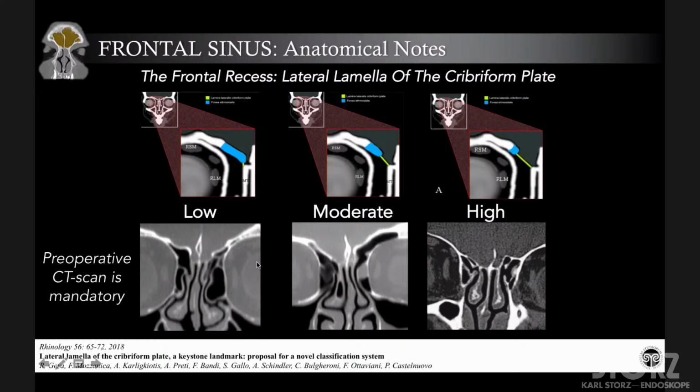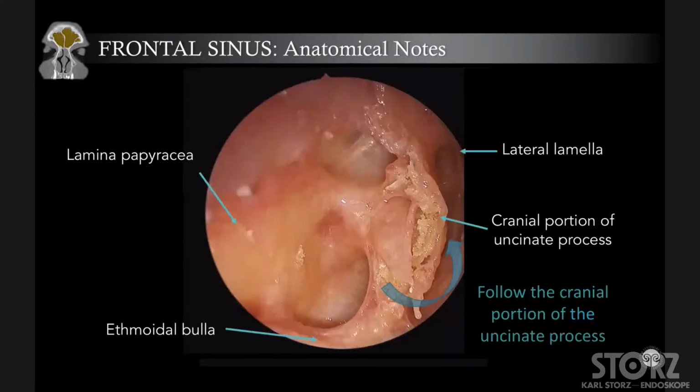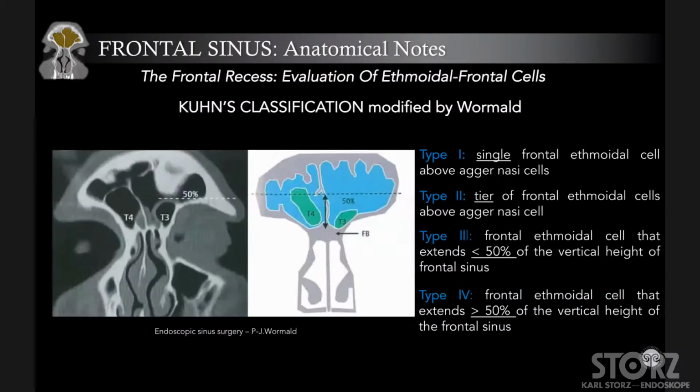So once again, remember to check on the preoperative CT scan of your patient the shape and the length of the lateral lamella of the cribriform plate, because if you have a lateral lamella, like in this case, very long, very oblique, and very thin, the approach to the frontal sinus will be much more demanding and risky. If you destroy the lateral lamella of the cribriform plate, you can have pneumocephalus and also cerebrospinal fluid leak. And so it's quite important to understand.